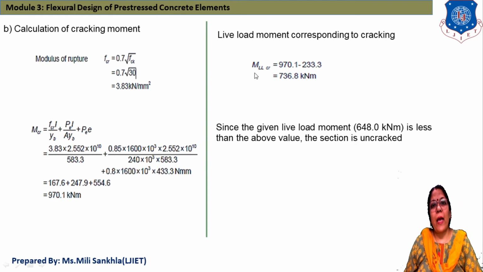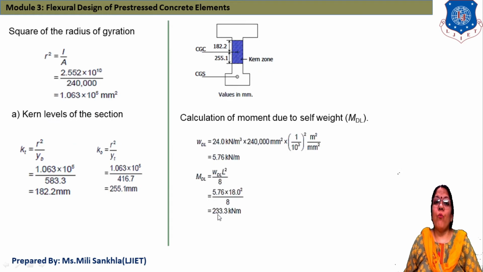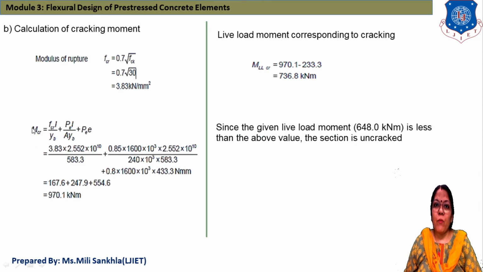So the equation is M_LL,CR equal to the value of moment that we found, 970.1, minus 233.3, that is equal to 736.8. Look at this, here we find out the moment due to dead load, and this one is our cracking moment. Here we find out the live load cracking moment, and this live load cracking moment is equal to our cracking moment minus the moment due to dead load, that is 736.8 kilonewton into meter.